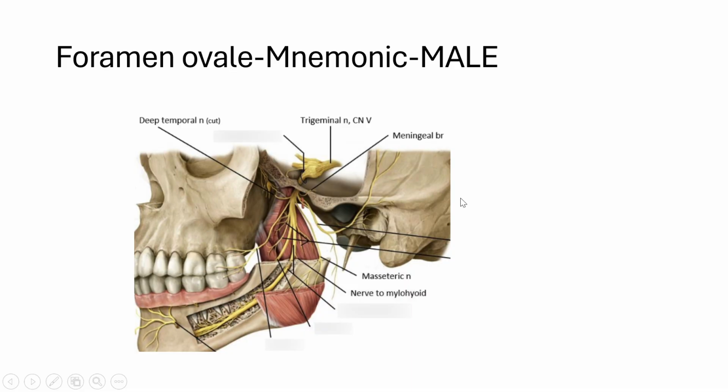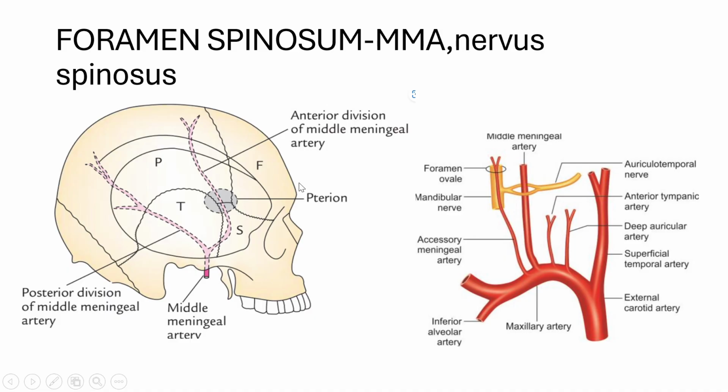Besides that, the accessory meningeal artery, the lesser petrosal nerve, and the emissary vein which connects the cavernous sinus with the pterygoid plexus of veins are also passing. Sometimes you will see the anterior trunk of the middle meningeal vein may pass through this foramen. So this is the most important foramen among all. Now the foramen spinosum. Foramen spinosum basically gives passage to the middle meningeal artery.